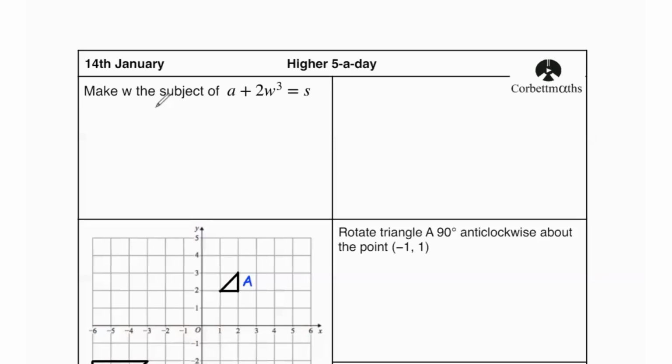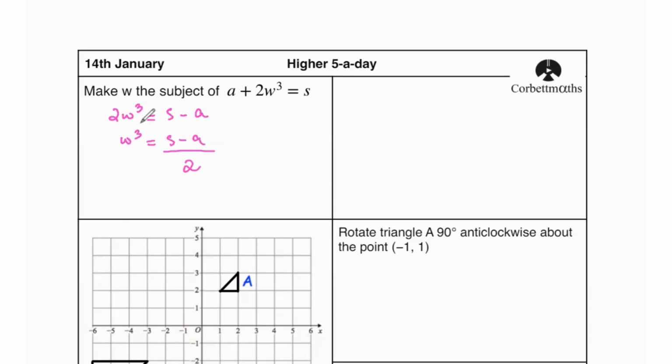The first question says make W the subject of S equals A plus 2W cubed. So first I'm going to move A to the other side, so it's going to be S minus A. Now I'm going to divide S minus A by 2, because the goal is to isolate W. So we have to move everything else to the other side one by one.